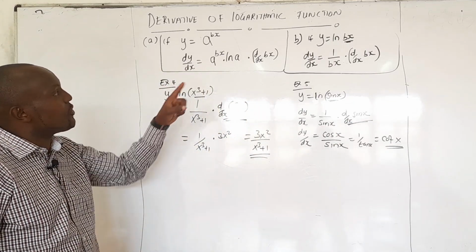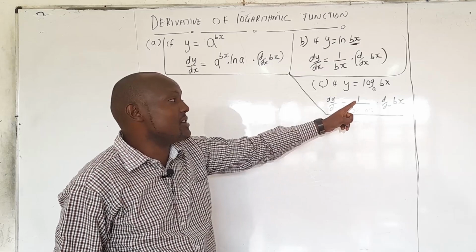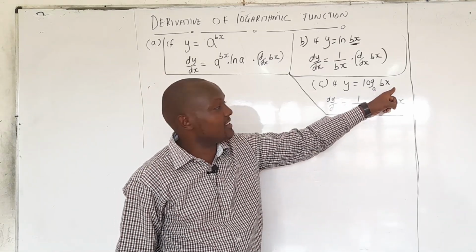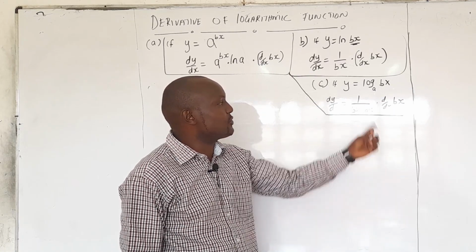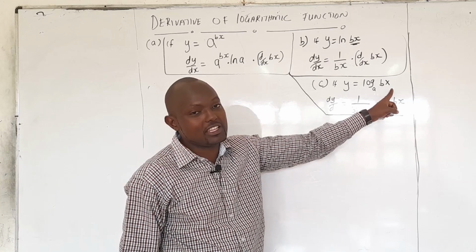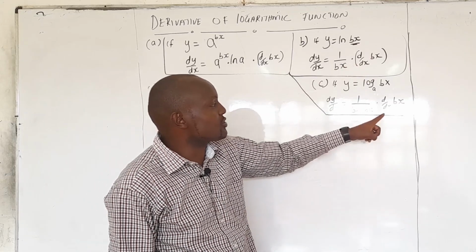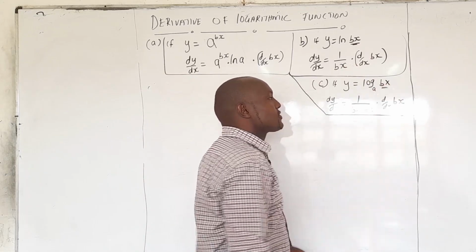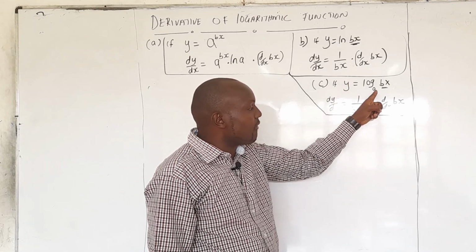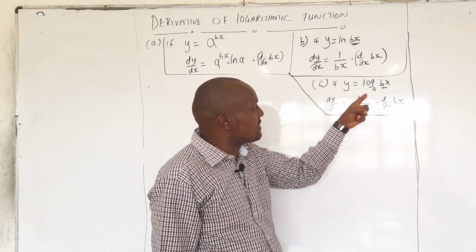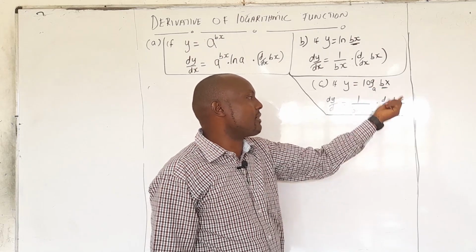Let's look at part C of logarithmic function. The third part is where you are given log base a of bx. I'm just using bx to represent any function that you can be given there. What happens here is almost the same as the natural logarithm, because our main focus is this bx. So it will be 1 over bx times natural logarithm of our base a, then times the derivative of our function, the way we did with the natural exponential.